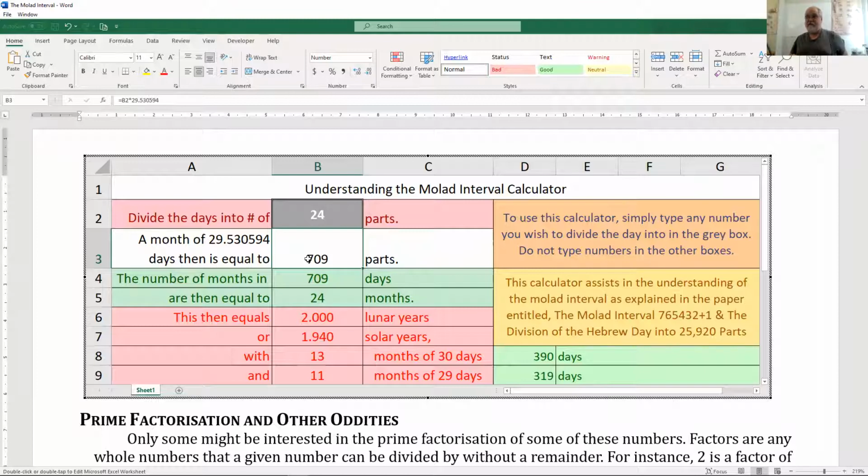But that means that in 709 days, I would have 24 months. That's not something that we would normally think of, but it's something that the ancients understood: however you divided the day, what they were really doing is calculating how many days it took 24 months to happen. So I counted 24 months. That means if I divided the day into 24 parts, then the month would be this many parts long, right? So let's look at it this way.